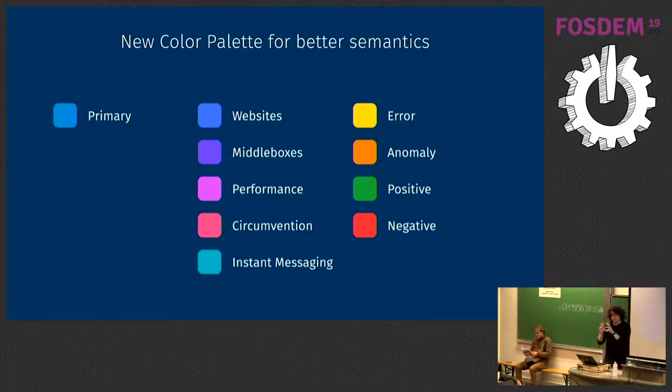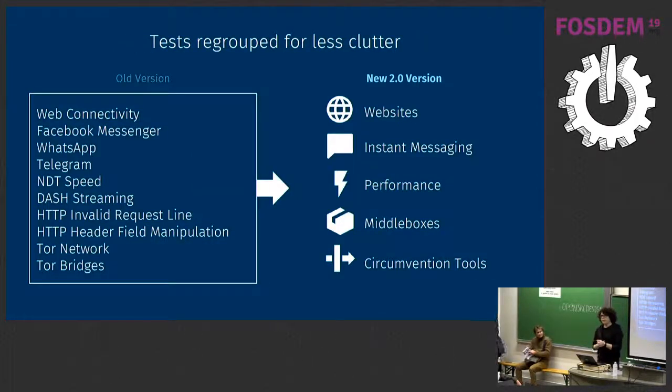So we started with a new color scheme. To improve the semantics, we put a color for every kind of test, so you know in which kind of environment you are. If you are in an instant messaging environment, you have this kind of color. But it's also about status. Based on the color, you can see if something is censored, accessible, or if you are not sure whether it's censored or not. This helps as a visual cue for any user to know what they're doing.